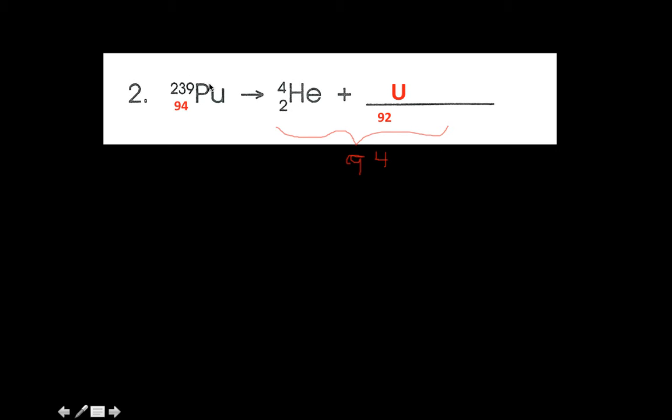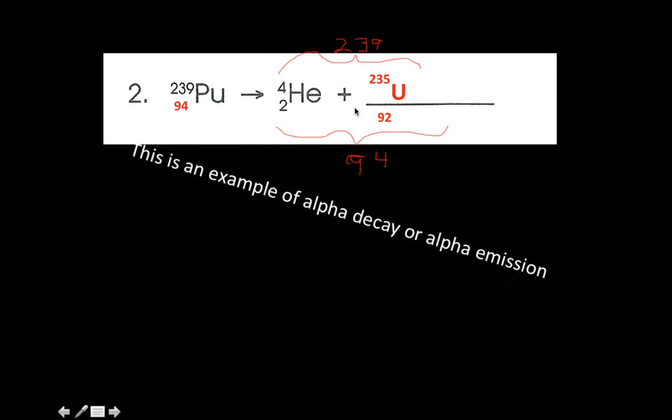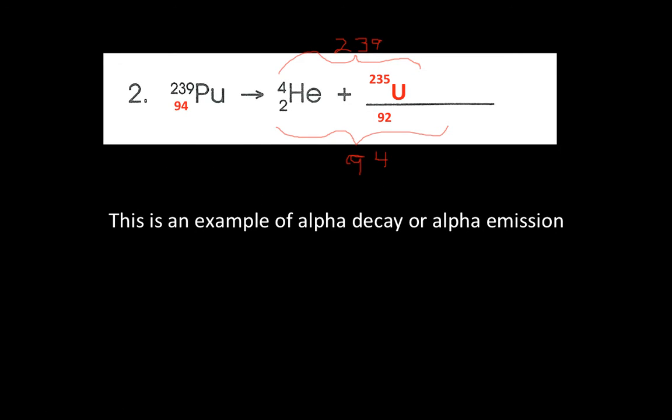On the top I see this is 239. 239 minus 4 is 235. So I balanced the bottom numbers, identified the unknown element, and now I balanced the top numbers. And you look at 4 2 He, this particle, and you say it's on the right side. So that's alpha decay, or alpha emission, the helium nucleus.